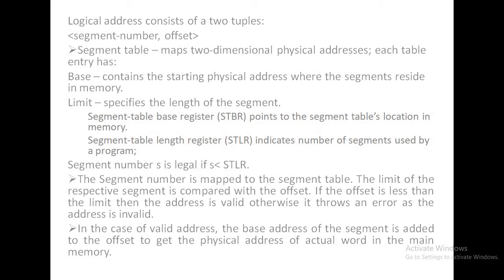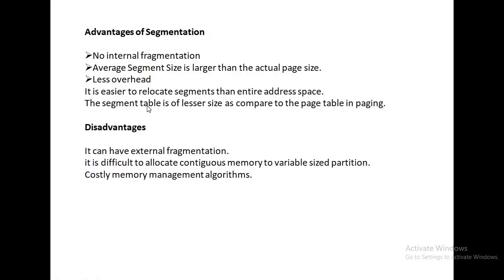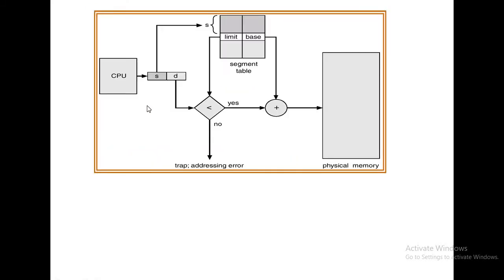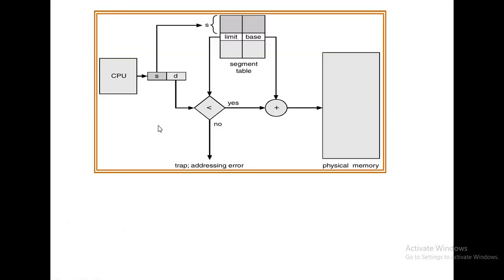Here the main thing is the logical address, which is generated by the CPU, and is divided into two parts: segment number and offset, as shown in this diagram. So the segment table maps the two-dimensional address to a physical address. Each table entry has a base and a limit, as shown in the given diagram. This is a segment table. It has two parts: limit and base.